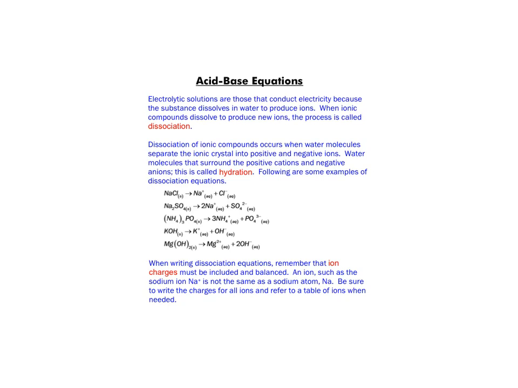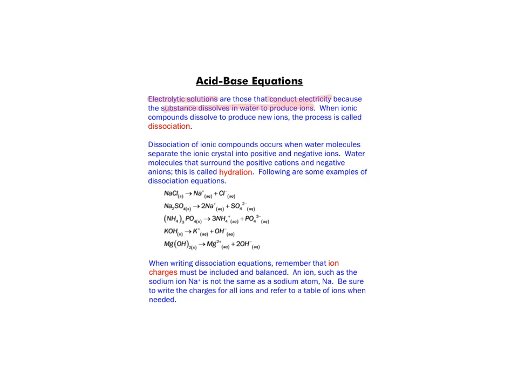Here we're going to talk about acid-base equations. Electrolytic solutions are those that conduct electricity because the substance dissolves in water to produce ions. When ionic compounds dissolve to produce new ions, the process is called dissociation. Dissociation of ionic compounds occurs when water molecules separate the ionic crystal into positive and negative ions. Water molecules surround the positive cations and negative anions; this is called hydration.